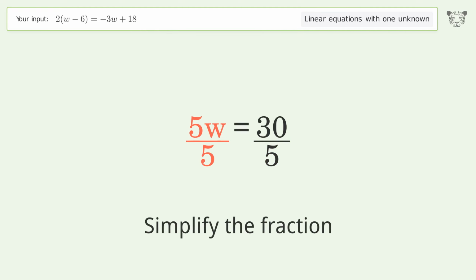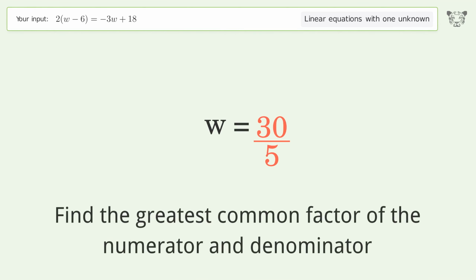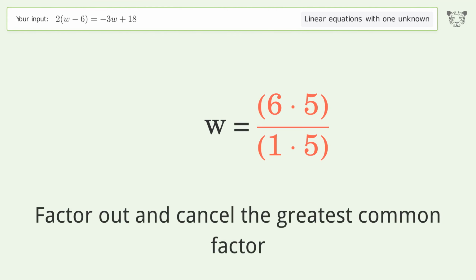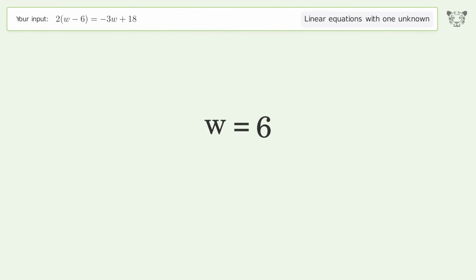Simplify the fraction. Find the greatest common factor of the numerator and denominator. Factor out and cancel the greatest common factor. And so the final result is w=6.